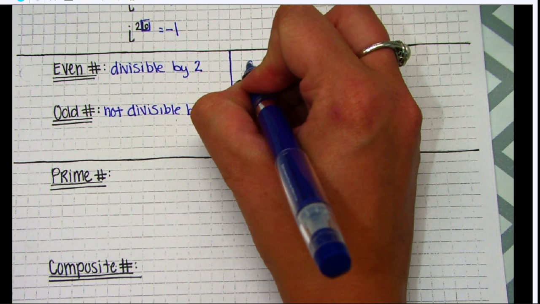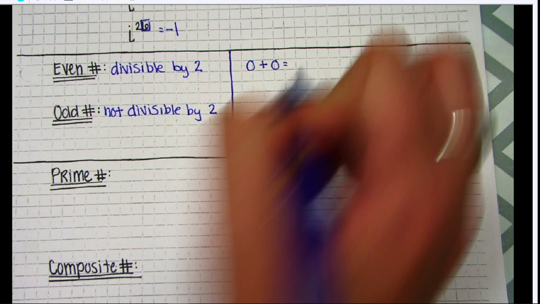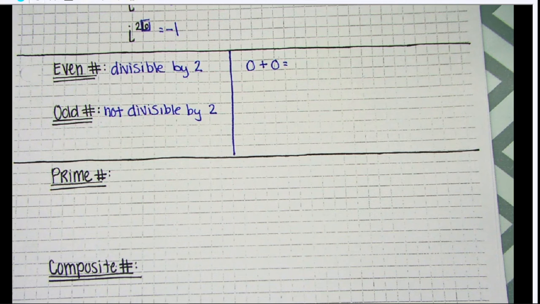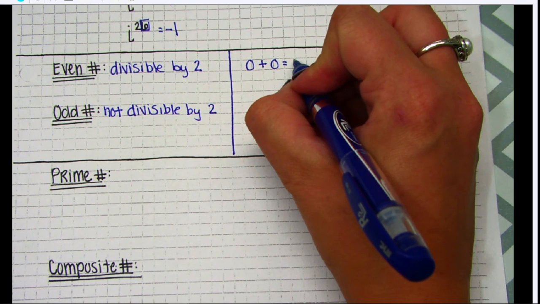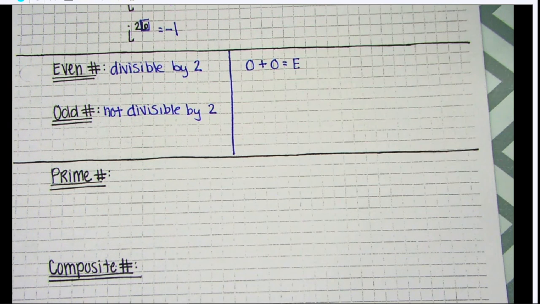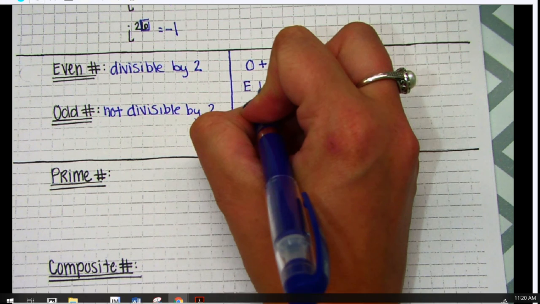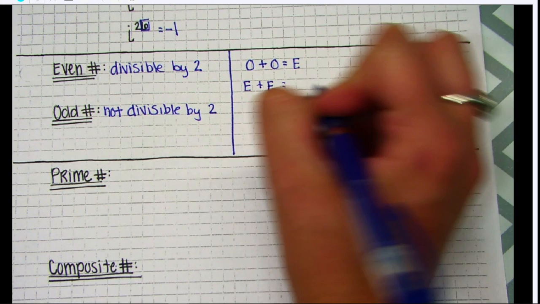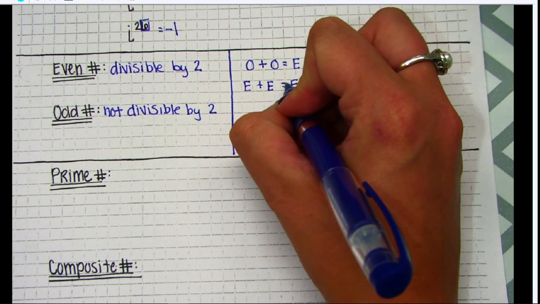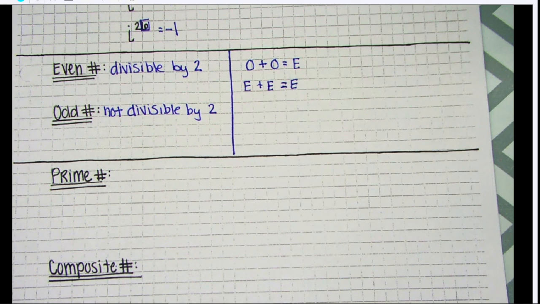So an odd plus an odd. What kind of number will I always get? An even number. An odd number plus an odd number is always even. You can test it. 1 plus 3 is 4. What about even plus even? Yeah, even plus even is still even. 2 plus 4 is 6. Just test it.